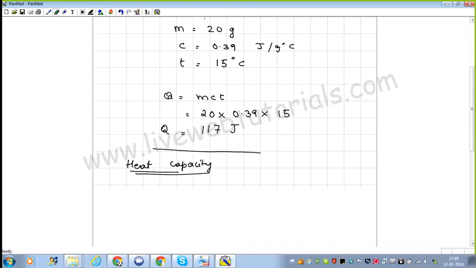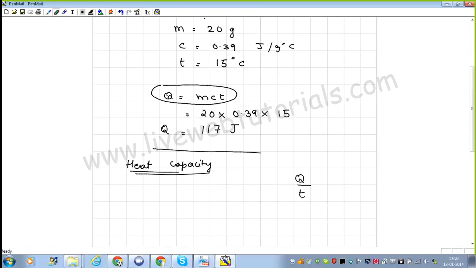How will you get the value of heat capacity? Okay. This is your equation. Q is equal to mct, or mc delta T. You just bring that T here in the denominator. That is m multiplied by c. You can use any one of these. Either you can use the left side or you can also use the right-hand side.